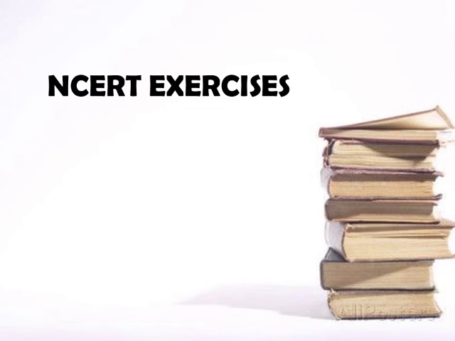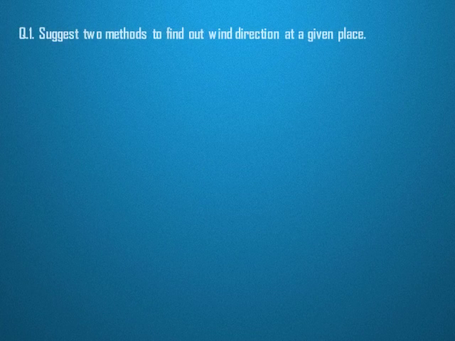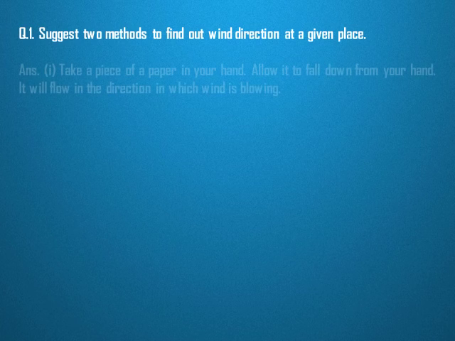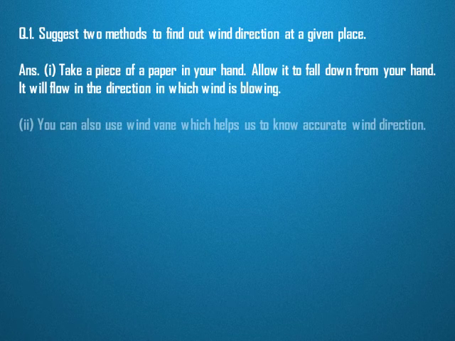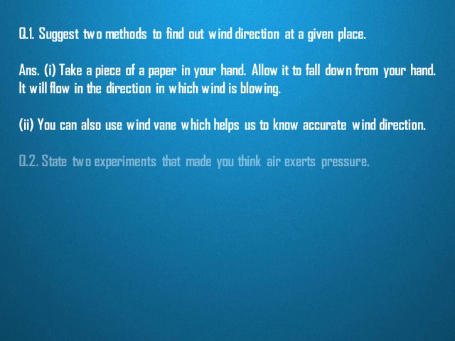NCERT exercises. Suggest two methods to find out wind direction at a given place. Take a piece of paper in your hand. Allow it to fall down from your hand. It will flow in the direction in which wind is blowing. You can also use a wind vane, which helps us to know accurate wind direction.